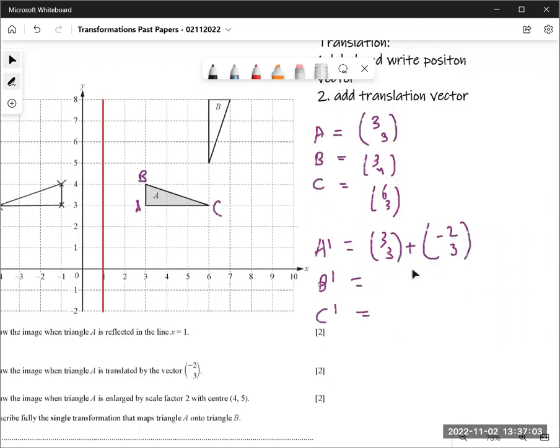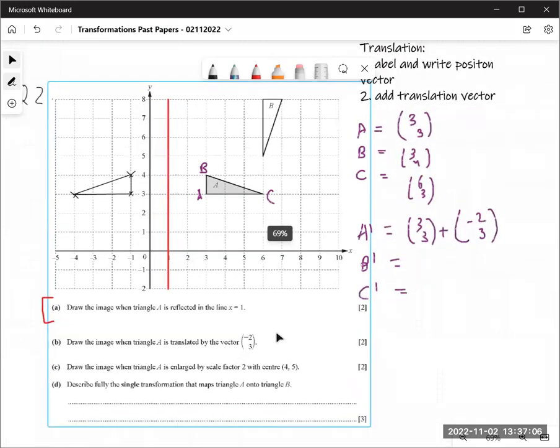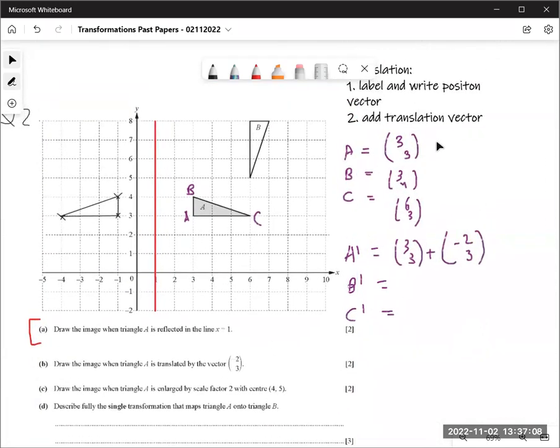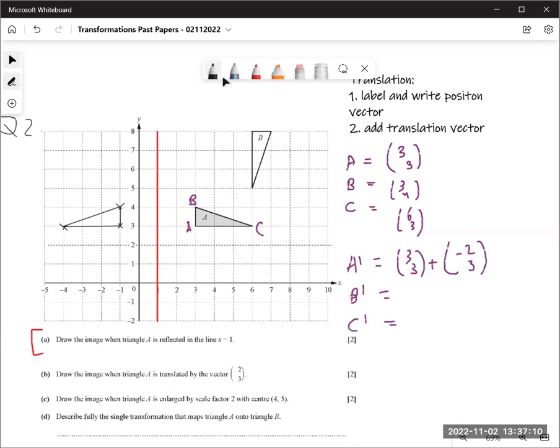So I've gotten all of these points. I've gotten the translation vector as well. All I have to do is add the translation vector to the position vectors. So 3, 4 plus -2, 3 and 6, 3 plus -2, 3.